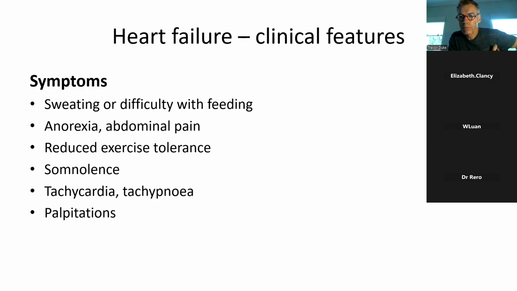But often these infants have difficulty feeding. They'll feed for a while and then they'll have to come off the breast, or they won't be able to take large volumes of feed. In older children, they often have anorexia or abdominal pain. And they have abdominal pain because they have relative gut ischemia.